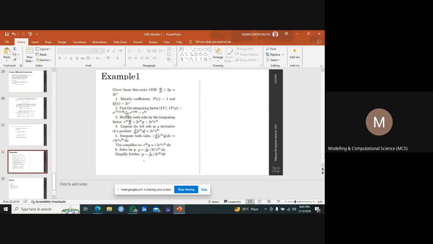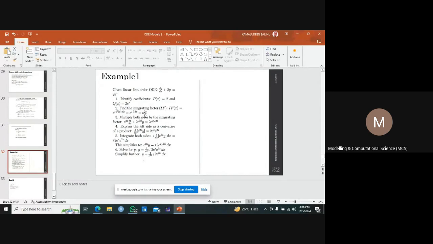When you integrate 2 dx, you have only what? You have 2x. That is the integral of 2 dx. Yes, you attach x. Now, what is the next step? Multiply both sides by the integrating factor. And what is the integrating factor?